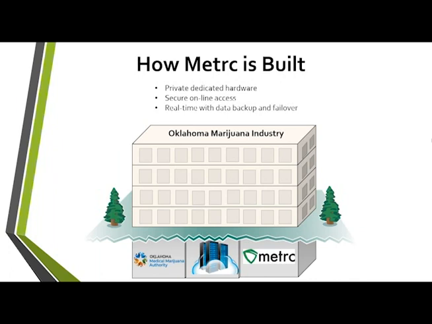We make sure the hallways are swept, the water's running, and the lights are on. If there are any issues, we're the ones that handle that. But at the end of the day, your license is up to you to maintain. OMMA does not have the ability to change anything within your license, so everything that goes in there is coming from the industry and the industry users. It is real time with a data backup and a failover. We do have dedicated servers for Oklahoma, so there's no mixing of anything from other states.